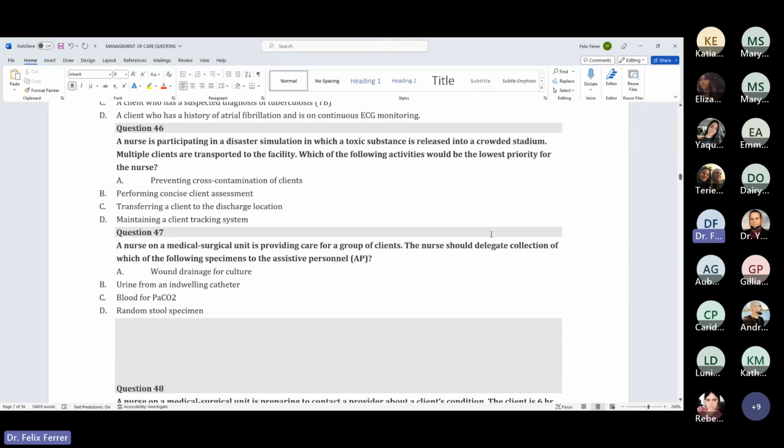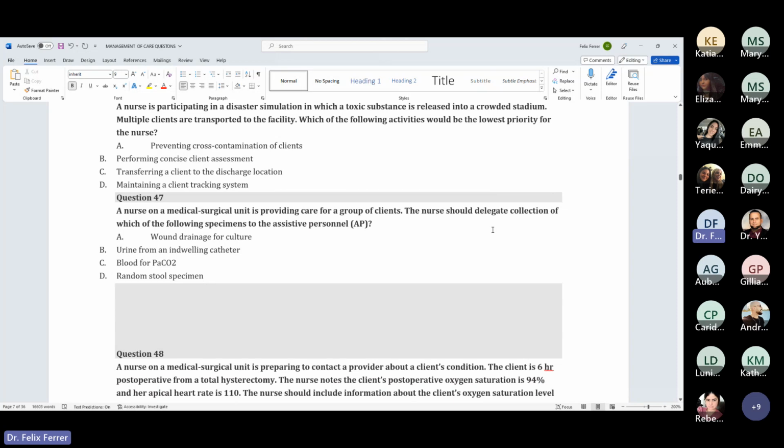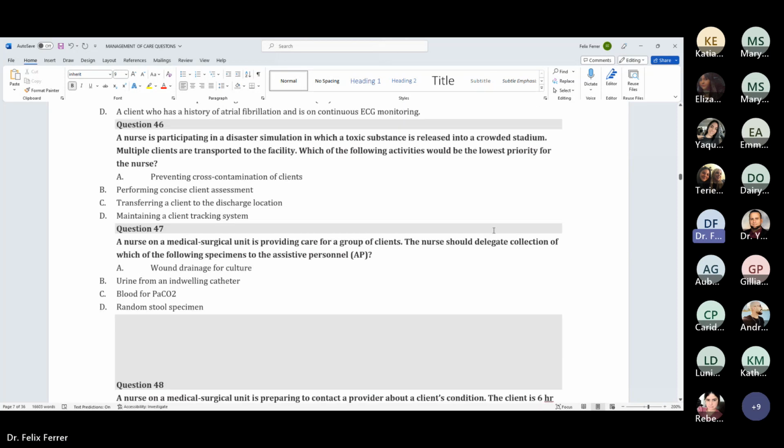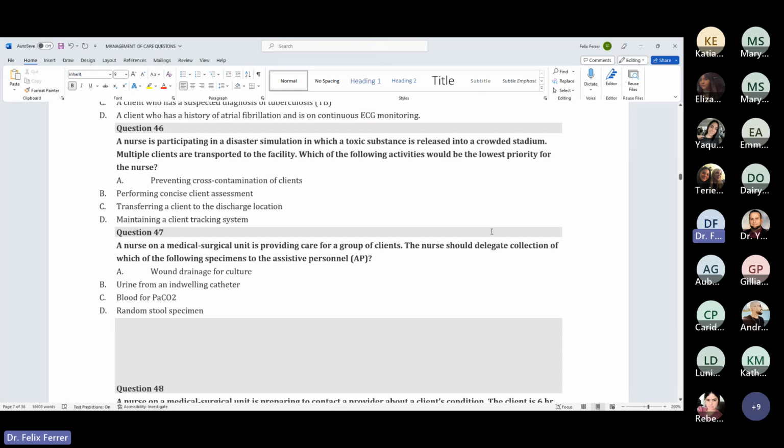A nurse participates in a disaster simulation in which a toxic substance is released into a crowded stadium. Multiple clients are transported to the facility. Which of the following activities will be the lowest priority for the nurse? C as in cat. Transferring a client to the discharge location. Really good.